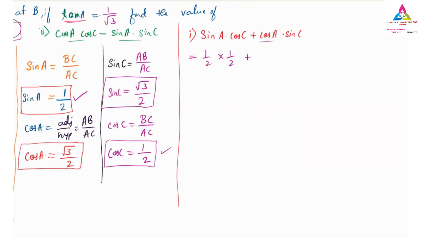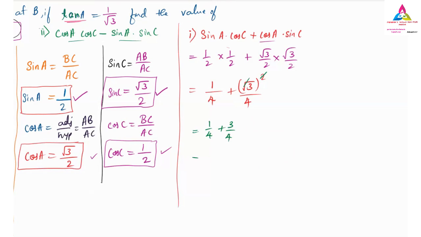Cos A value is root 3 by 2. And sine C value is here root 3 by 2. So we will multiply and you will get the answer. 1 into 1 is 1, and 2 into 2 is 4. Root 3 into root 3 is root 3 the whole square, where root and square get cancelled. So remaining is 1 by 4 and here remaining is 3 by 4.